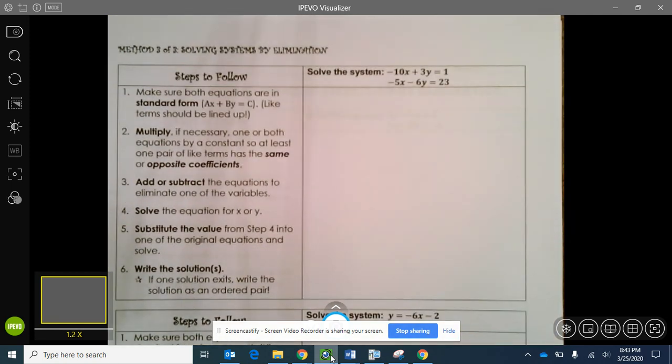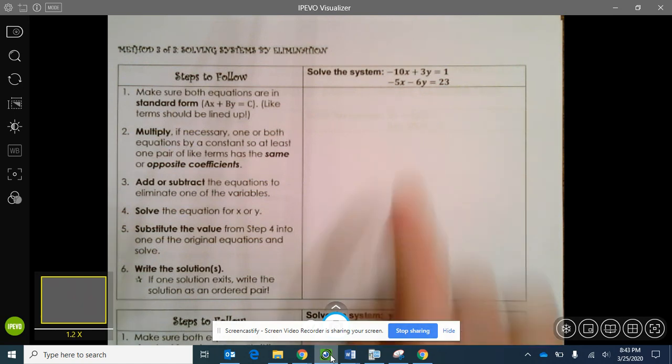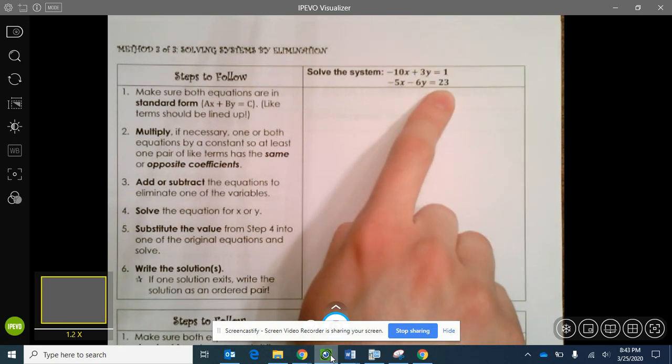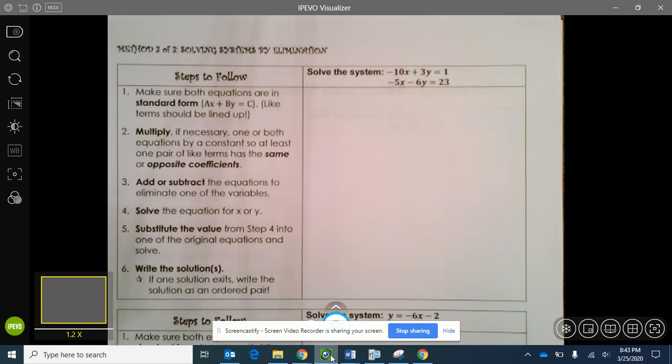We have negative 10x plus 3y equals 1, negative 5x minus 6y equals 23. If you notice, both these equations are in standard form. My x's are lined up, my y's are lined up, my equal signs, and then my numbers. So we're set up good for elimination there.